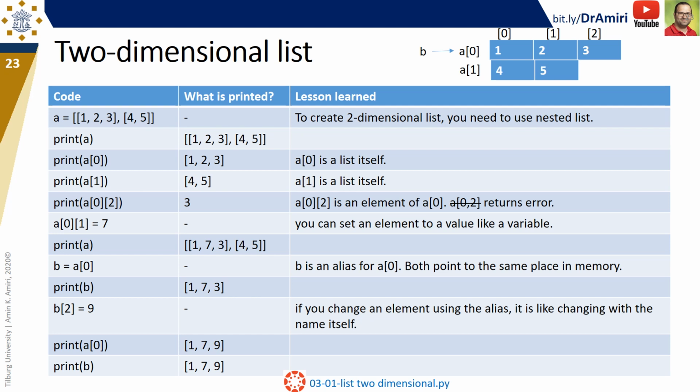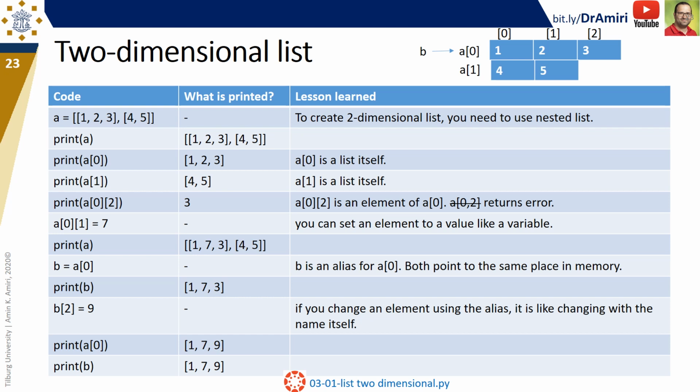Some students would get confused here and use only one bracket and separate 0 and 2 using a comma. That's wrong. You need to use two brackets, one for the row, and then the index for the column.